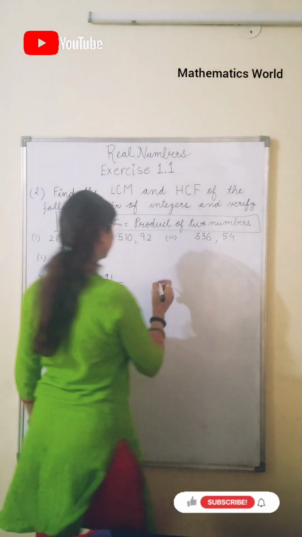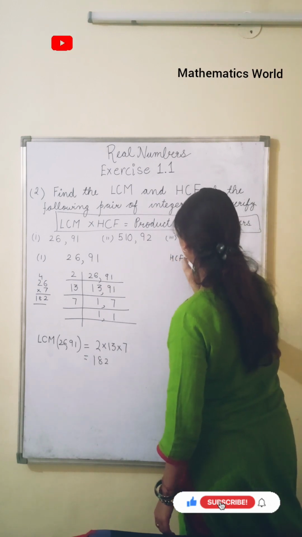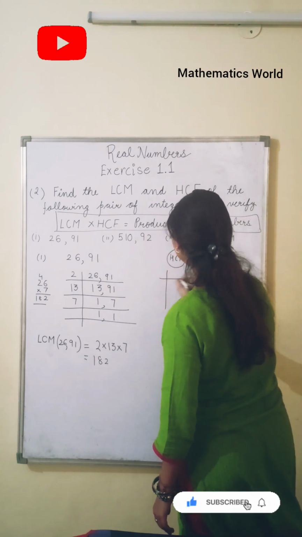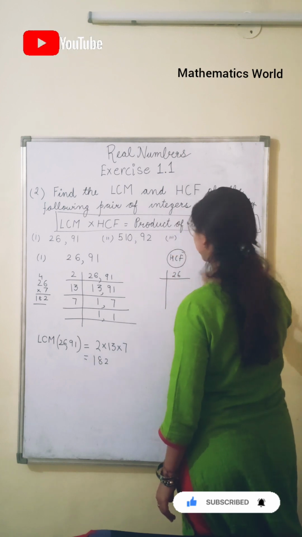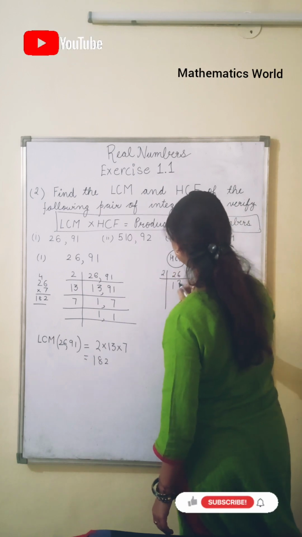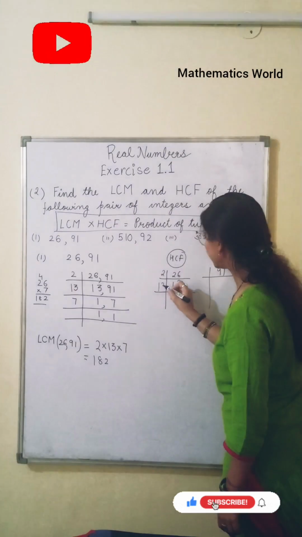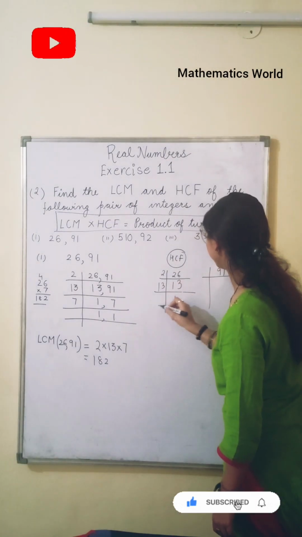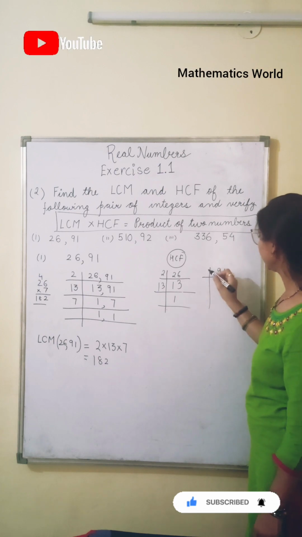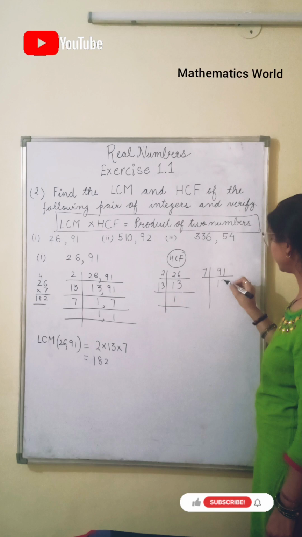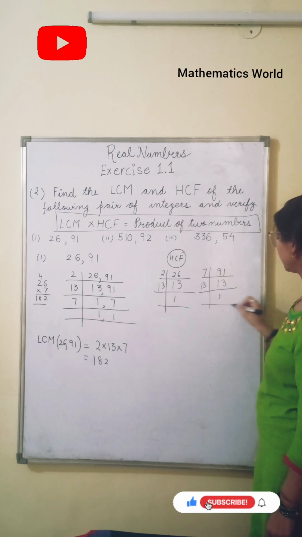Now let's find out the HCF of 26 and 91. For HCF, we'll factorize 26 separately and 91 separately. So it's 2 13s are 26. Then again 13 is a prime number, so 13 1s are 13. Again, 91 is divisible by 7. 7 13s are 91. Then 13 1s are 13.